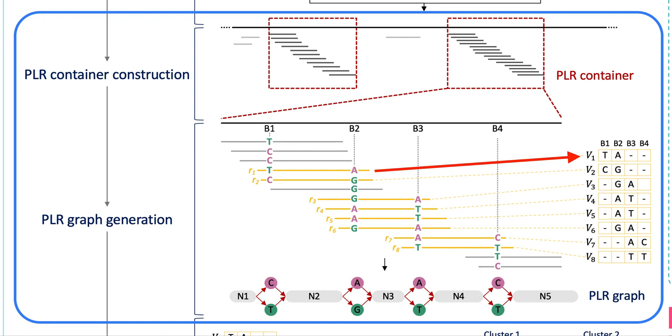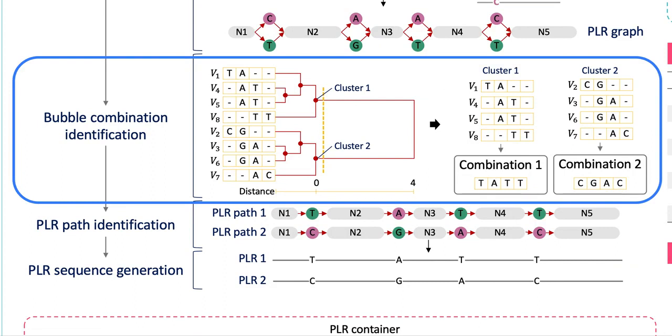In the bubble combination identification step, vectors of bubble nodes created from each bubble linking read in the previous step are used to find different combinations of all bubble nodes in the PLR graph. The basic idea is to cluster vectors of bubble nodes based on the same nucleotide in the same vector element and use each resulting cluster to define a specific combination of bubble nodes.